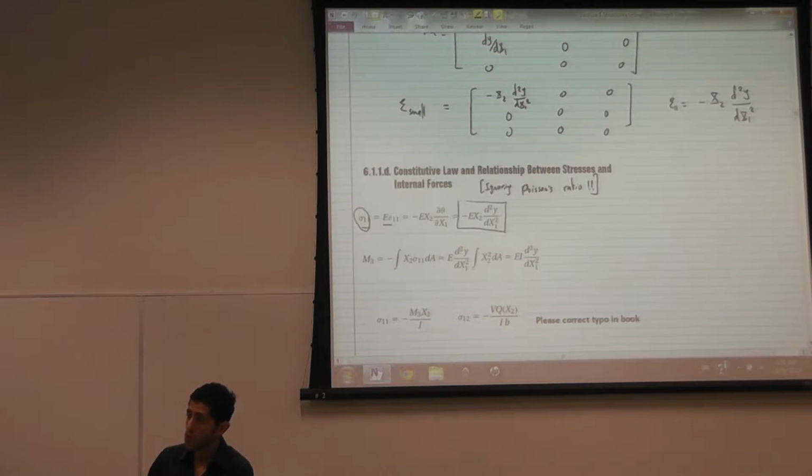The distribution of the stress is linear on the cross section because sigma 1 is equal to E multiplied by a number that's constant on the cross section and multiplied by x2, which means you end up with a sigma 1 that looks like this. This is the cross section of the beam. You end up with a linear distribution of the stress. So all these assumptions lead to a linear distribution of the stress.